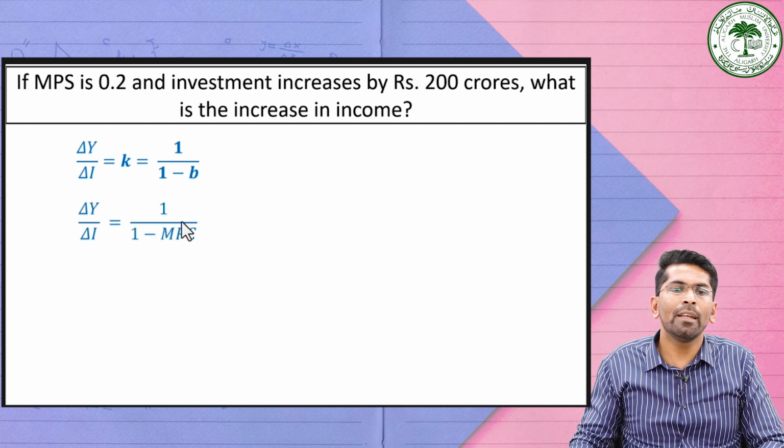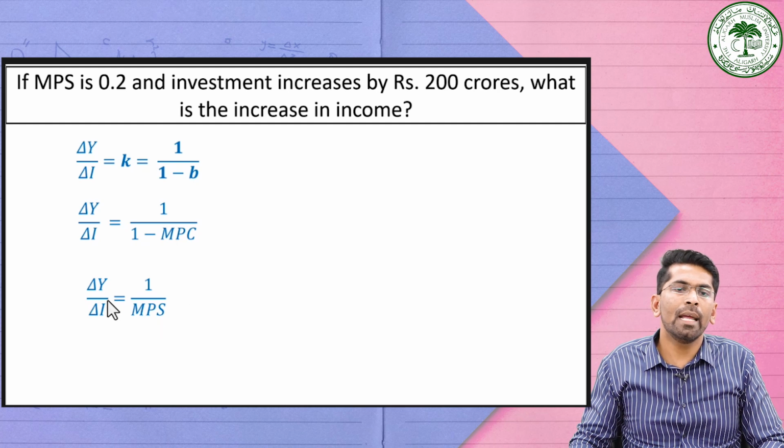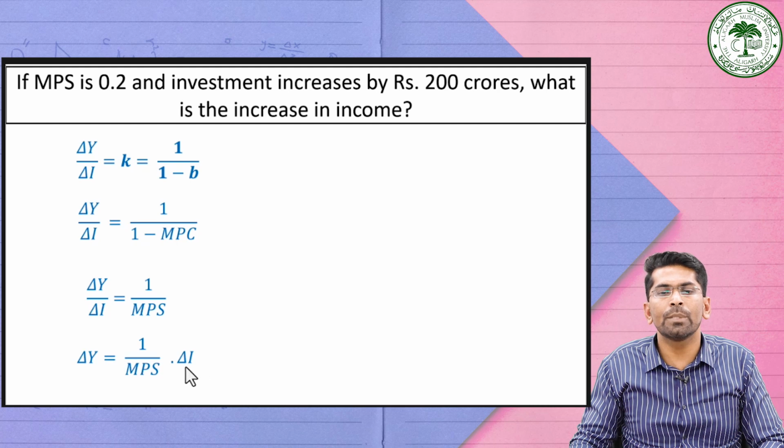So we can rewrite 1 by 1 minus MPC as 1 by MPS. So consider here delta Y divided by delta I equals 1 by MPS. Here I am taking delta I to the right hand side of the equation. It will become delta Y equals 1 by MPS into delta I. This equation shows how much change in the level of income happens when your level of investment is going to increase.